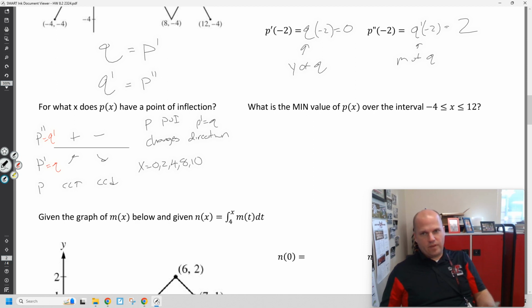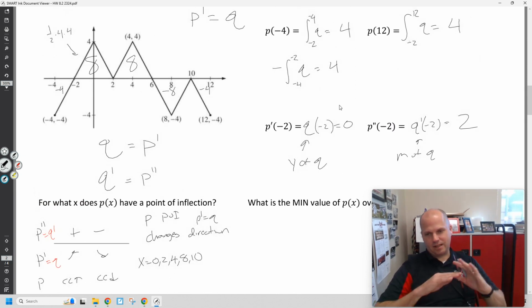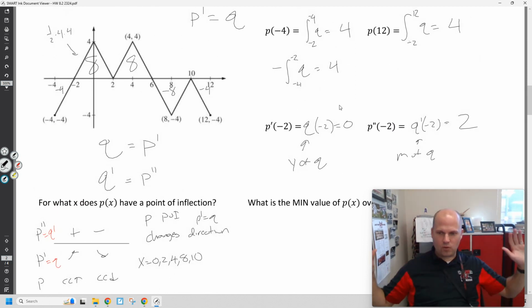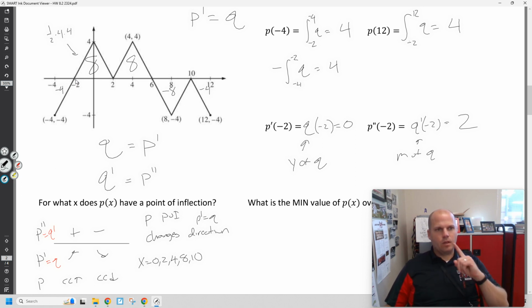What is the min value of P? Let's just get ready. So I'm not going to do all the work. Let's just see. Okay. I have one relative min. My relative min is at -2. I decrease 4 to get to that relative min. Then I increase 16, decrease 8, decrease 4. Yeah, that's going to be the winner.